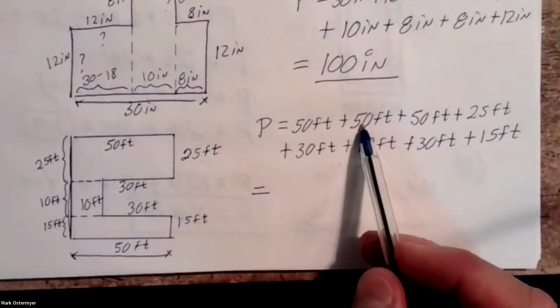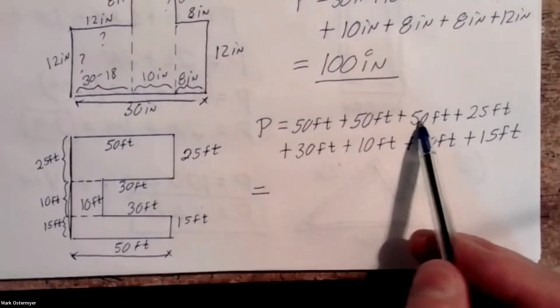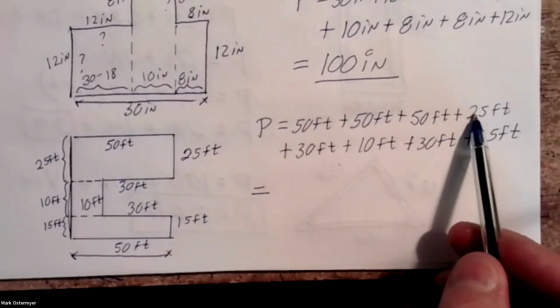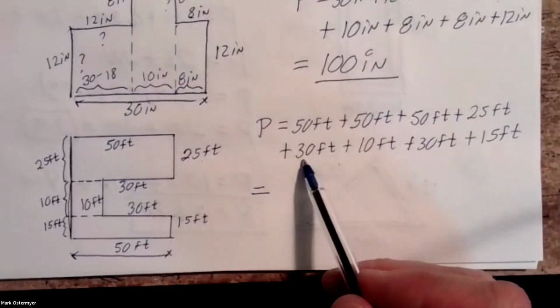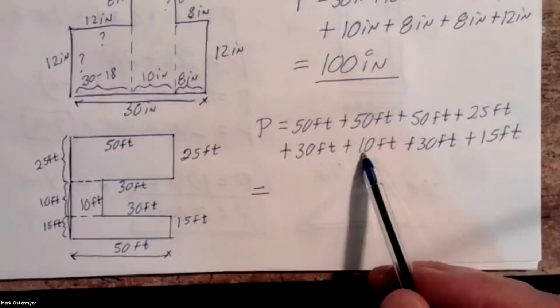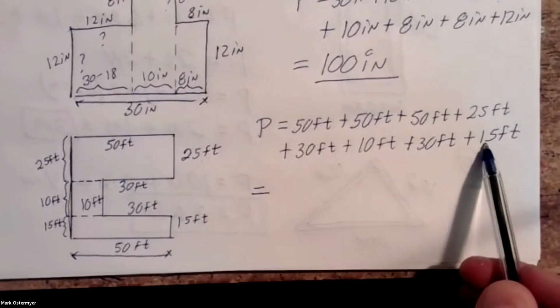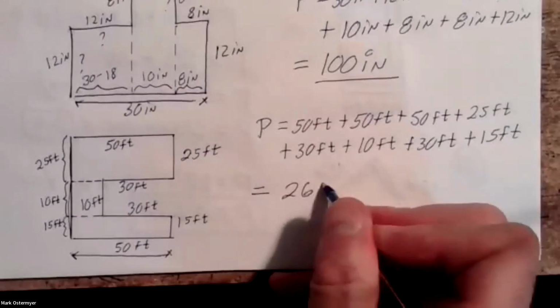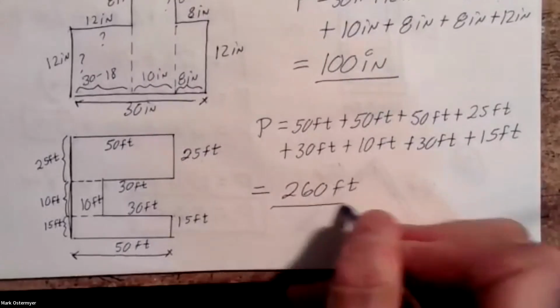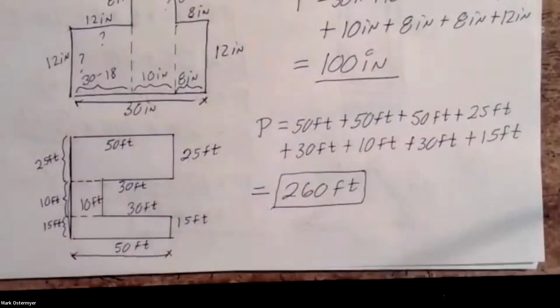There's 50 plus 50 is 100, plus 50 is 150, plus 25 is 175. 175 plus 25 is 200, plus another 5 is 205, plus 10 is 215. 215 plus 30 is 245. 245 plus another 15 is going to be what? 260? 260 feet, ladies and gentlemen, would be the perimeter, the total distance around that shape.